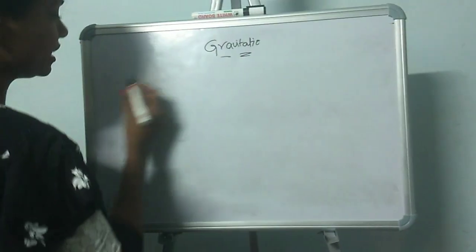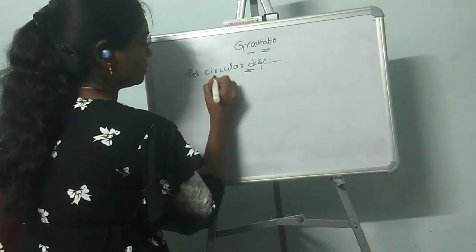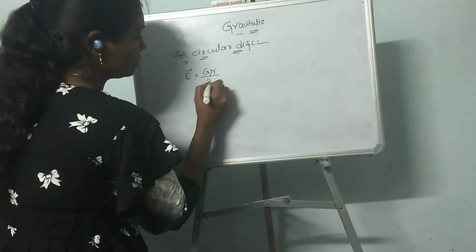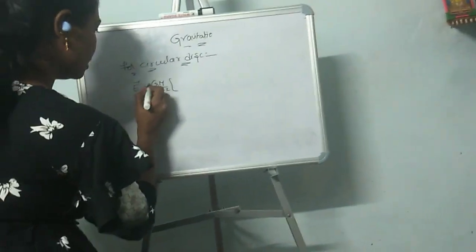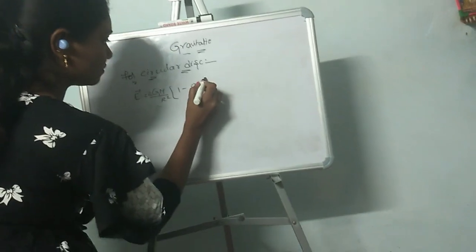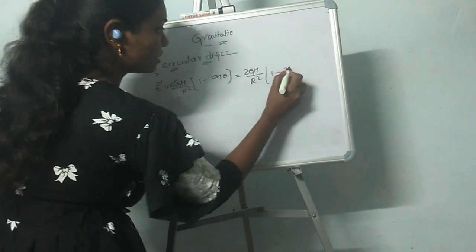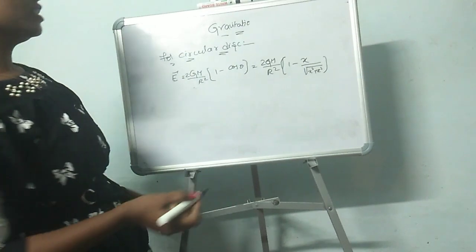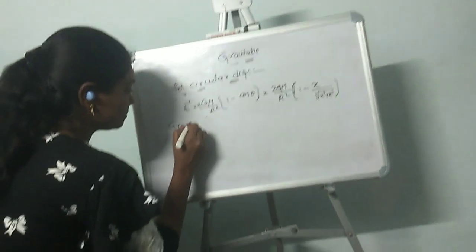Then the gravitational electric field intensity for a circular disc: E equal to Gm by 2R square, that is 2Gm by R square into 1 minus cos theta, which equals 2Gm by R square into 1 minus x by under root x square plus R square. After that, we are talking about gravitational potential.